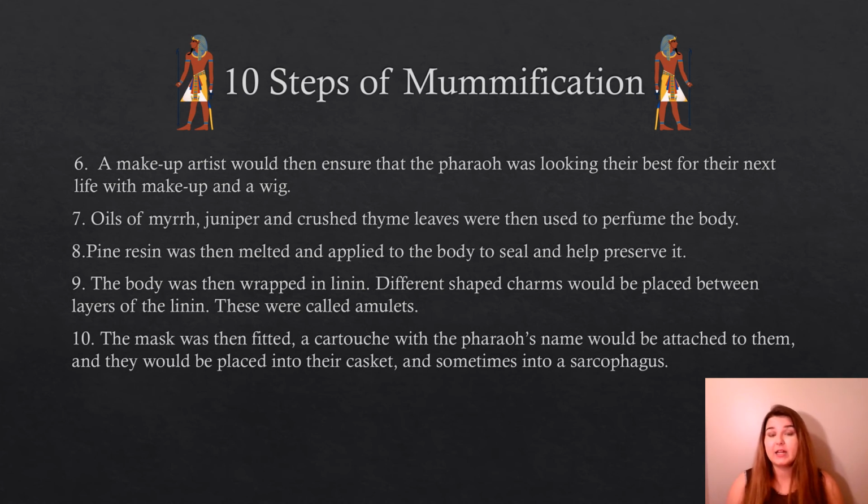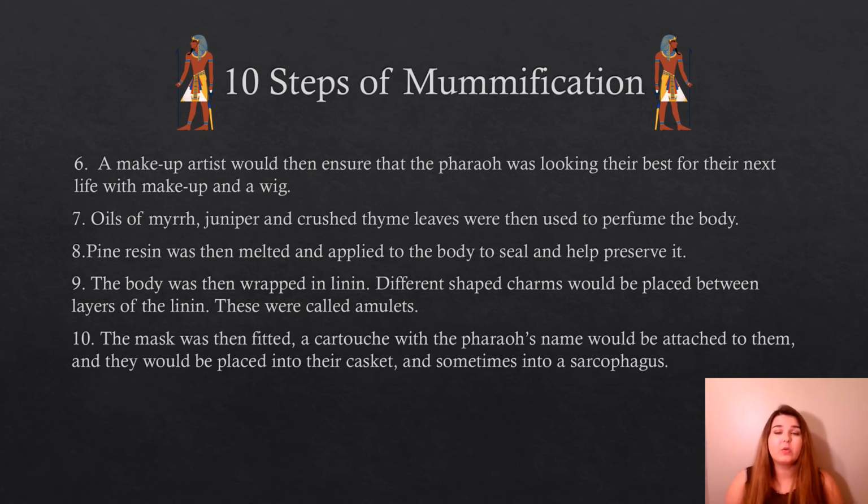This provided a waterproof coat, so that it protected the skin from the water and would also delay the decay process. Step number 9 is the process of which the body was then wrapped in linen. Different shaped charms would then be placed between the layers of linen. These charms were believed to help them in their process of moving on to the afterlife.